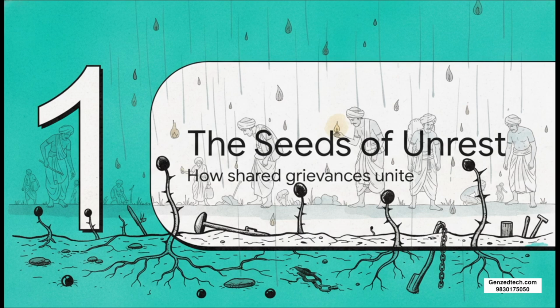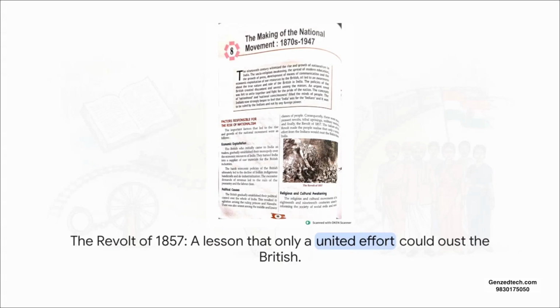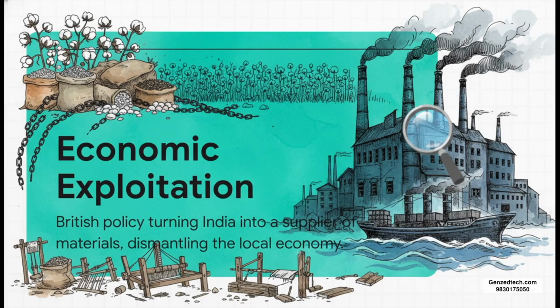Before you can have a shared dream for the future, you first kind of need to have a shared problem, a shared experience of hardship. The revolt of 1857 was a massive wake-up call. Now, it didn't succeed, but in its failure, it taught an absolutely critical lesson that spread across the subcontinent. If you were going to challenge the British Empire, the only way forward was together. A unified collective effort was essential. And a huge part of that shared pain came down to money, to what we call economic exploitation.